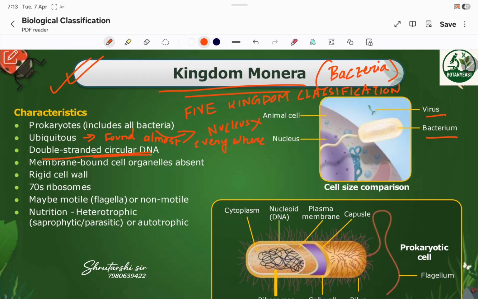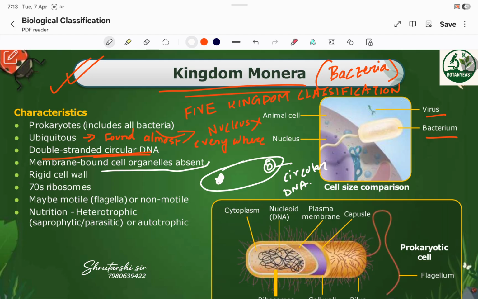They have double-stranded circular DNA. Suppose this is a bacteria. Inside it there is its DNA. The DNA will be circular, like this. It is circular DNA.